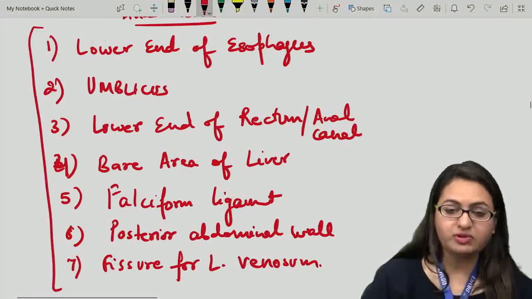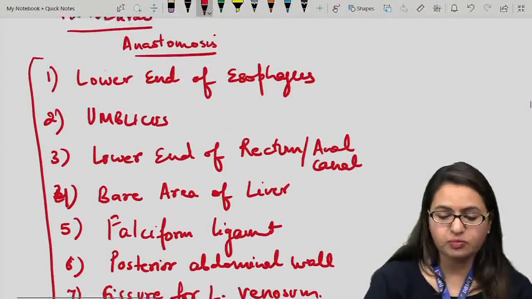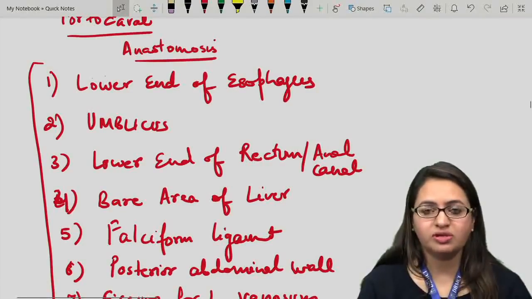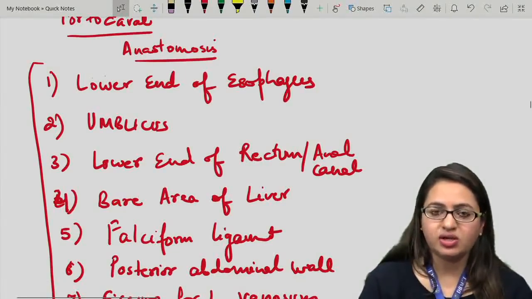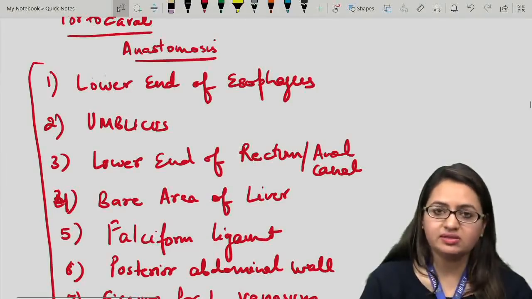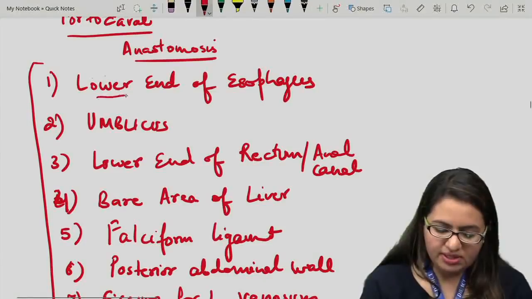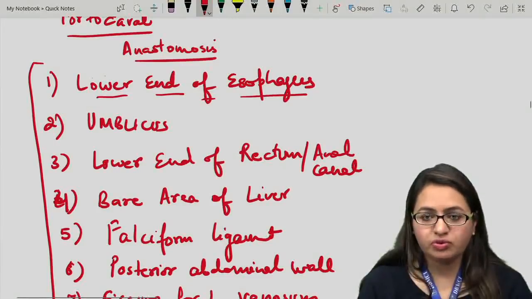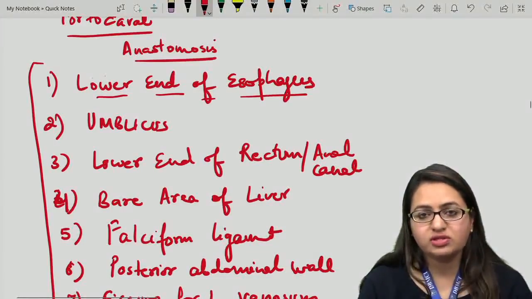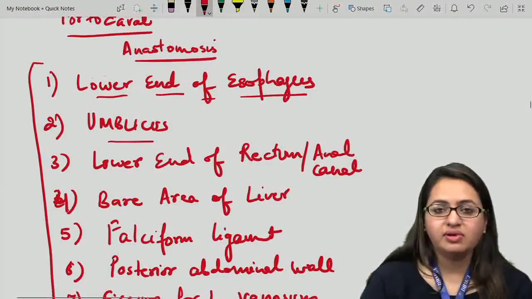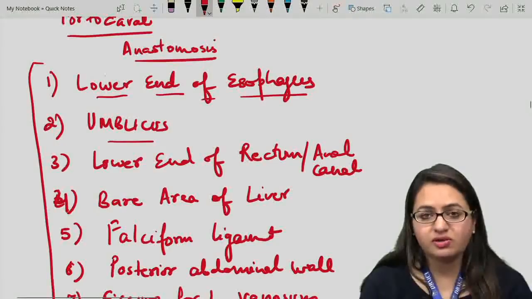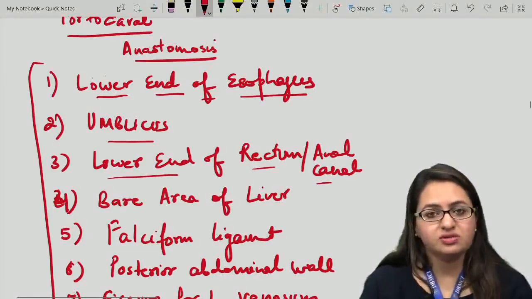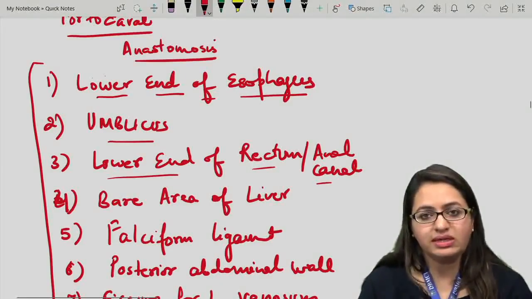These are all sites of portocaval anastomosis where the tributaries of the portal vein anastomose with the tributaries of the inferior vena cava. If there is any obstruction in the venous system, these channels will enlarge and maintain the circulation. At the lower end of the esophagus, the left gastric vein, which drains into the portal vein, anastomoses with the esophageal veins. At the umbilicus, the paraumbilical veins anastomose with the superficial veins of the abdomen. At the lower end of the rectum or anal canal, the superior rectal vein, which drains into the portal vein, anastomoses with the middle and inferior rectal veins.